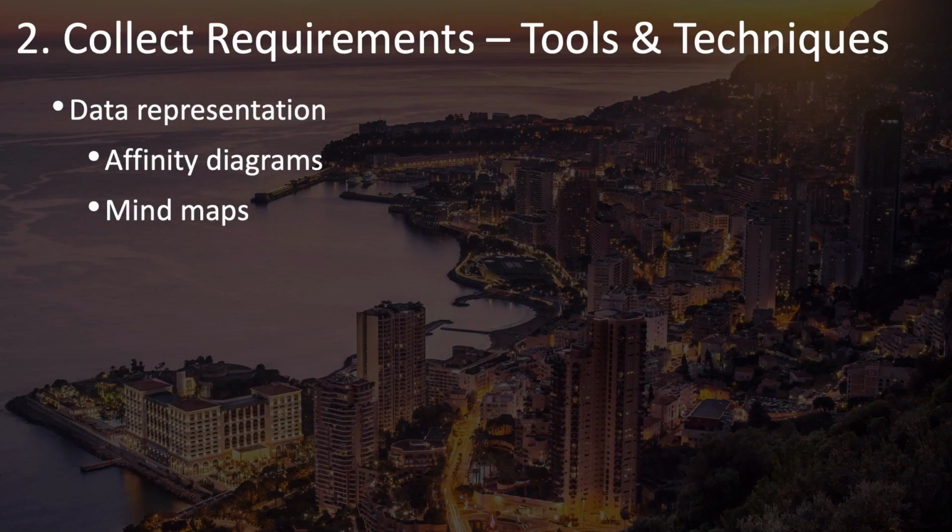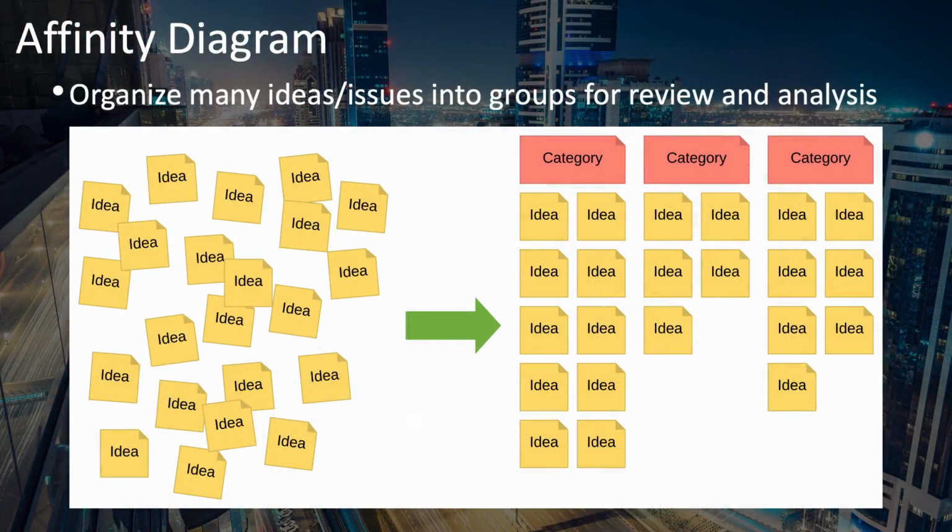The PMBOK guide also identifies 2 different types of data representation tools and techniques for the collect requirements process. These are affinity diagrams and mind maps. These aren't the only ones you could use, but there are a couple that are very common and useful. The term affinity diagram may sound complex and obscure, but it's really very simple. It's the process of organizing many ideas or issues into groups for review or analysis.